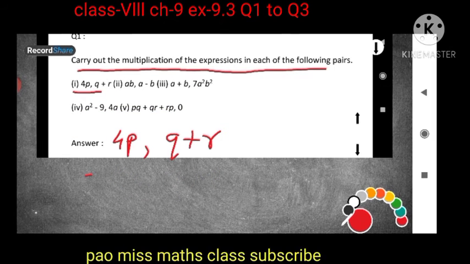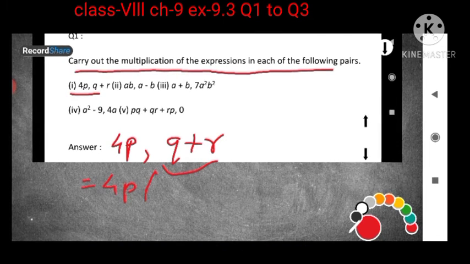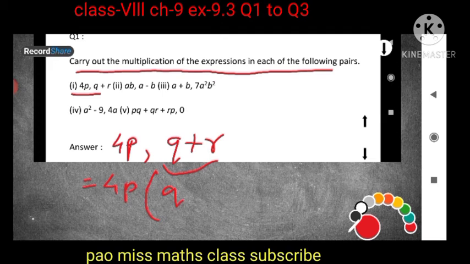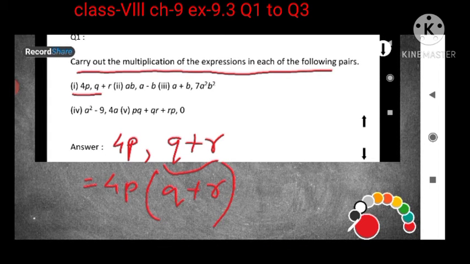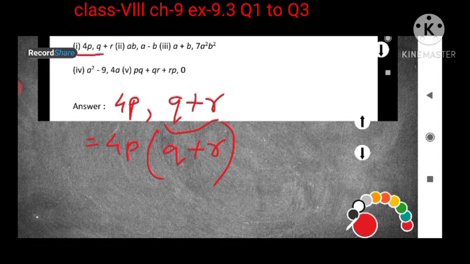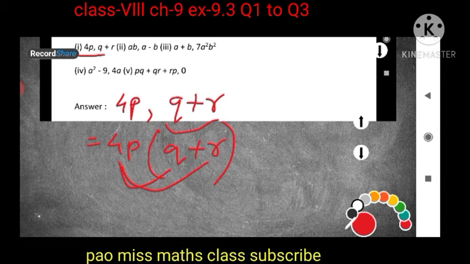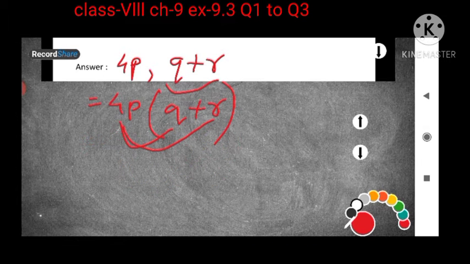So how will you multiply? 4p. There we can see two terms, isn't it? So you will put q plus r inside the bracket. Okay, inside the bracket we have to put. Now what do we need to do? We have to multiply this monomial with both the terms of the binomial.